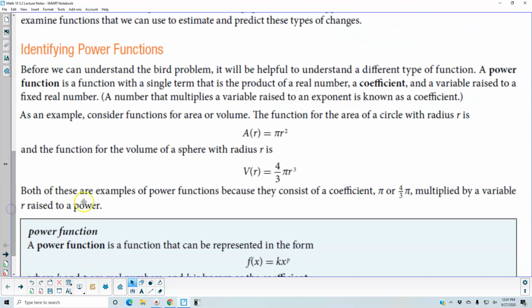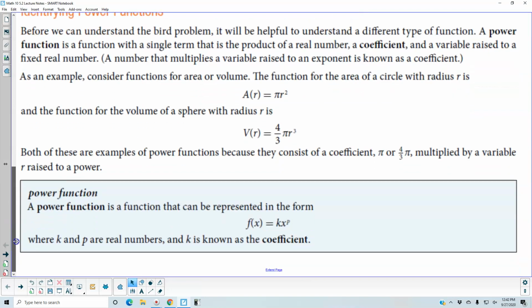Now, both of these are examples of power functions because they consist of a coefficient, pi or 4/3 pi, multiplied by a variable r raised to a power. Now, a power function is a function that can be represented in the form f of x, which is equal to a constant k times x to the power of p, where k and p are real numbers and k is known as the coefficient.